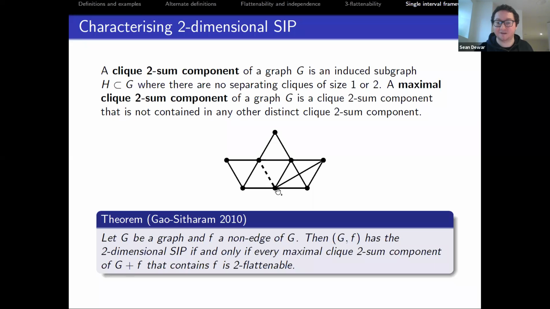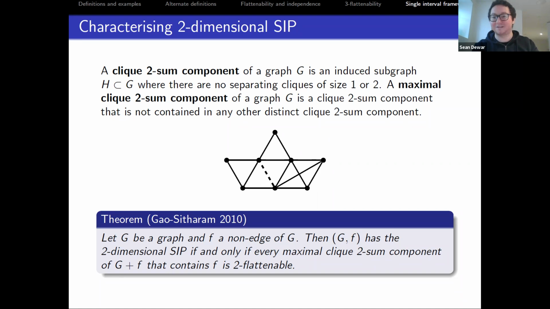What we notice here is that if you look at the maximal clique two-sum components, they're either going to be the triangles, because we're looking at all the ones in G plus F, and we've also got this K4. But this K4 doesn't contain F, so it doesn't matter. It makes sense, because this K4 is just hanging on an edge. It doesn't really matter what the K4 does. So we can basically delete this triangle, delete this triangle, delete this K4, and then all we're looking at is this framework here. This framework just has this motion, so it has the single interval property, basically.